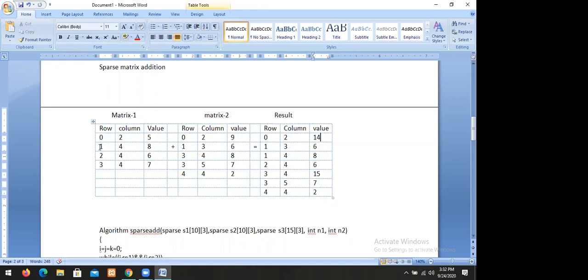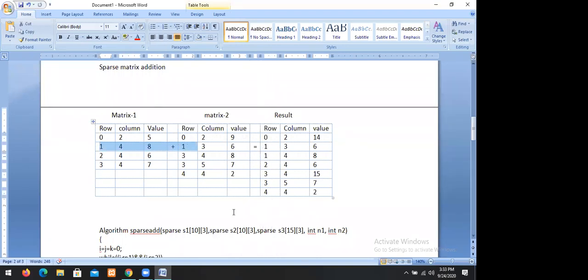When row and column are not equal, suppose if you go for the second row, the row numbers are equal. The column number is 4 here, and the column number is 3 there. So rows are equal, columns are not equal. In this case, move the lowest column term value to the result, 136 to the result. Again, go for the next row. This 3 and 1, both are equal? No. So move the lowest row number value to the result.